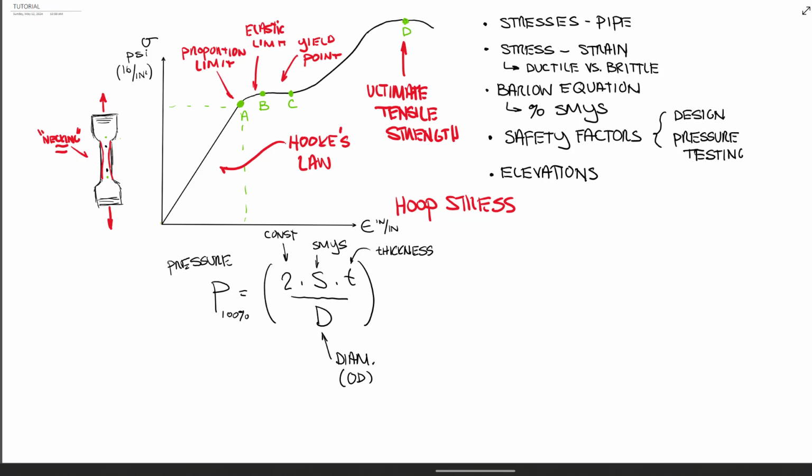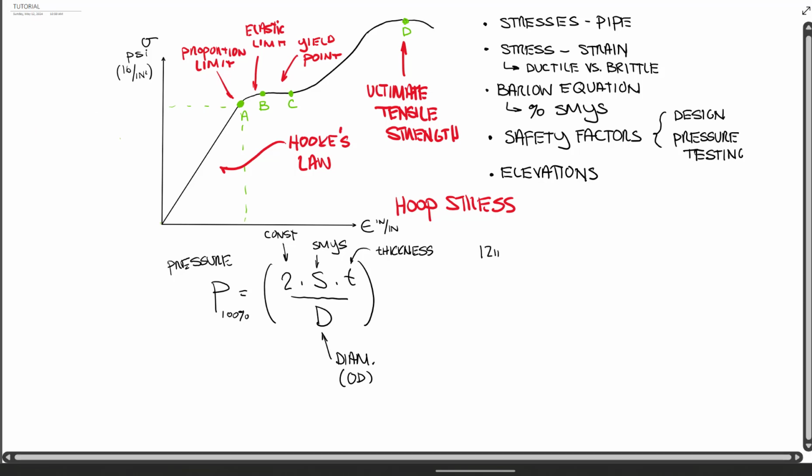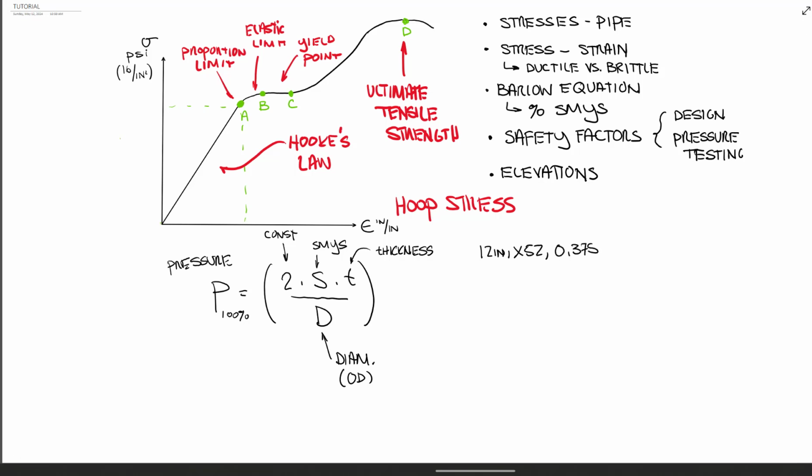Well, what's that 100% mean? Let's give a quick example. So let's say we have 12-inch piping. It's X52, and it's standard wall, and standard wall is 0.375. If we put this into this equation, I'll just do it longhand here. P 100% equals 2 times 52,000 times 0.375, and that's all over 12.750. If you run that through your calculator, you should come up with P equals 3058 psi.